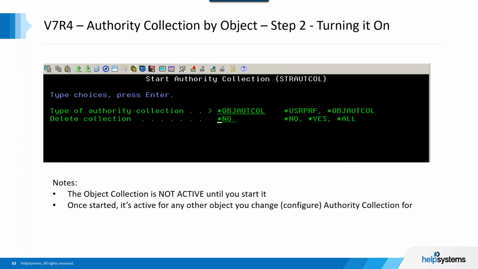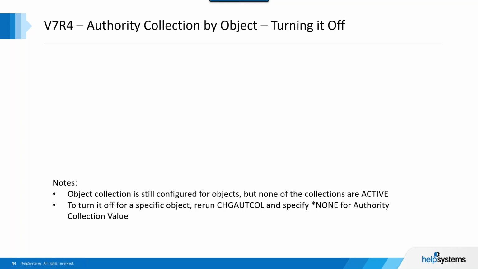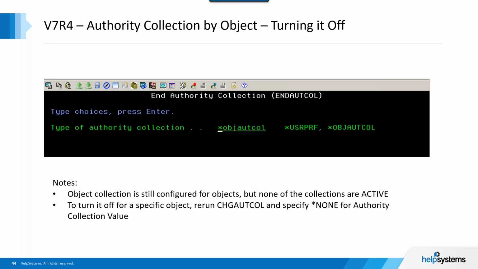Right? And now I need to turn it on. I need to actually activate that collection. And you do that using the command that was introduced in V7R3, start authority collection. And they've added a new parameter to it. And the new parameter is type of authority collection. So it defaults to user profile. So in this case, we would change it to be object authority collection. And this one is delete the existing collection. So typically you would say no.